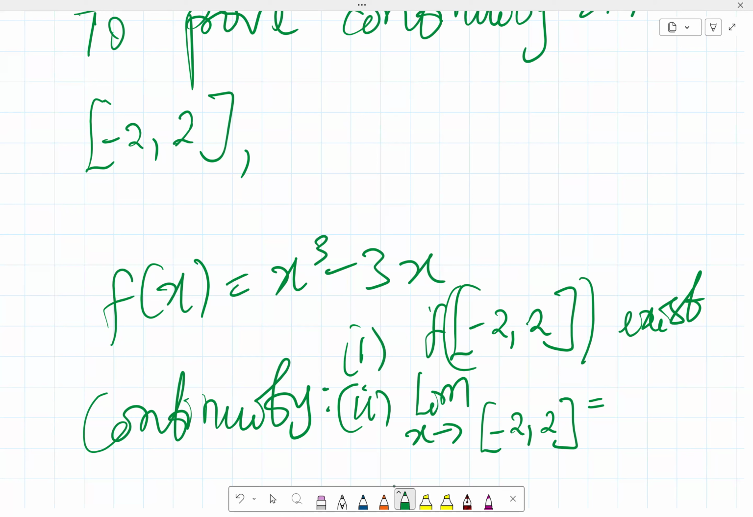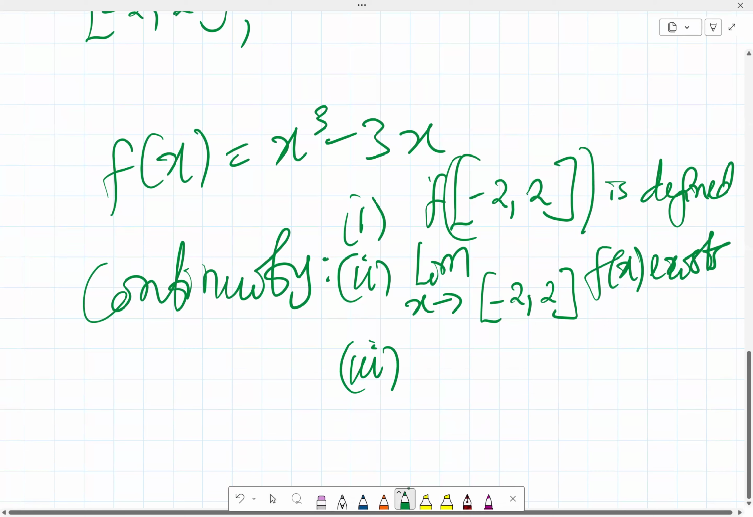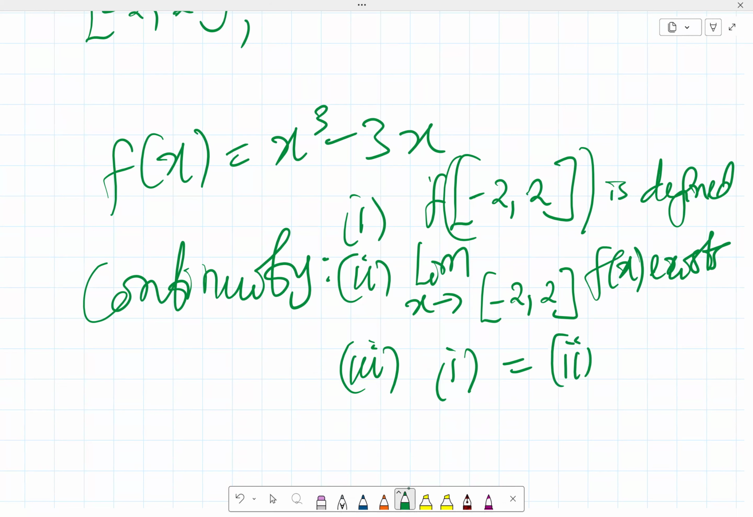How do we put that now? So this exists, right? I think we can use the words interchangeably. So here, this is defined. I think the word here is defined. And then here, the limit of the function f of x has to exist. And after that, the third point is that if condition 1 is equal to condition 2, they must be equal.